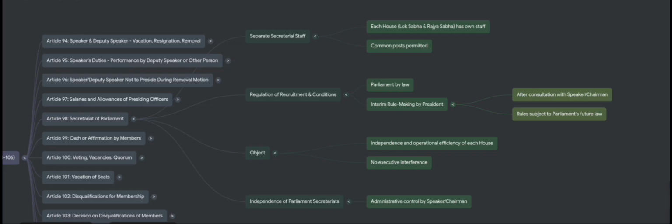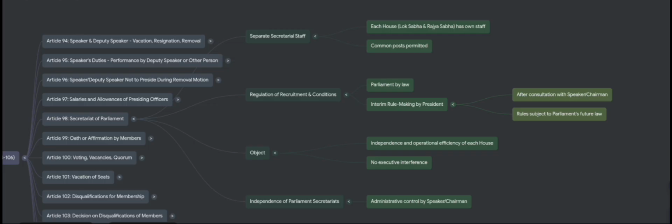This might sound like a technical detail, but it's really a foundational piece of our democratic puzzle. An independent parliamentary secretariat ensures that your elected representatives receive unbiased support. It allows them to focus on legislation and oversight without executive influence. It's literally how the work gets done, free from external meddling.